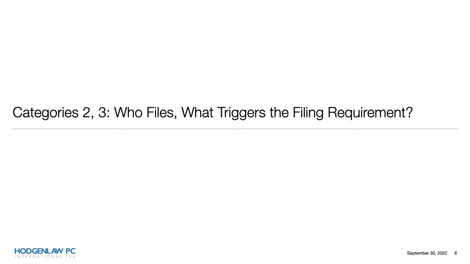Let's launch then into Categories 2 and 3. This is not really part of the discussion here. We're talking about what it means to be an indirect shareholder and what it means to be a constructive shareholder. But just for context and clarity, I want to talk a second about who files for Category 2 and Category 3 on the Form 5471 and what triggers the filing requirement.